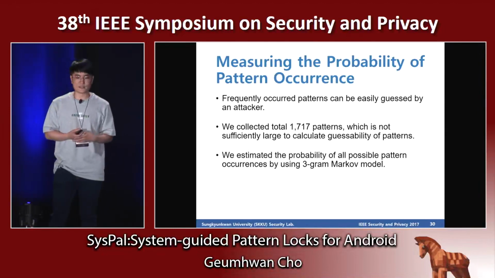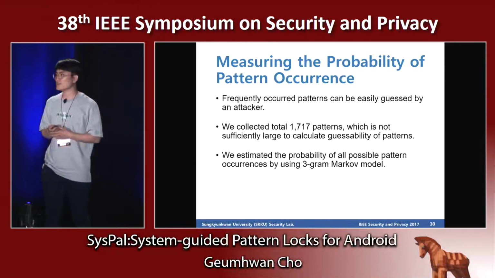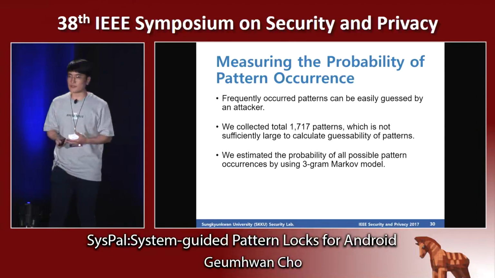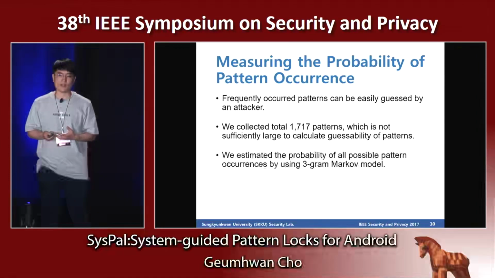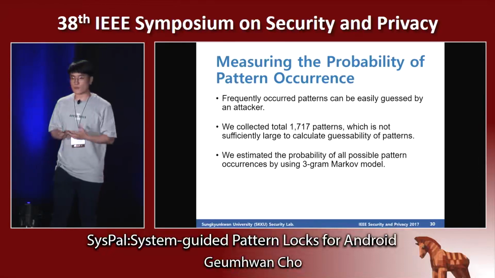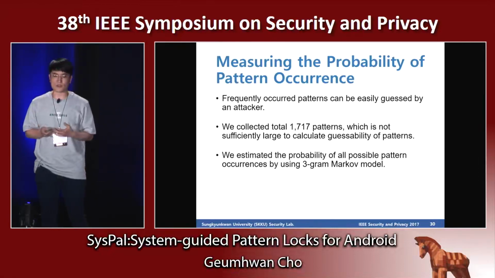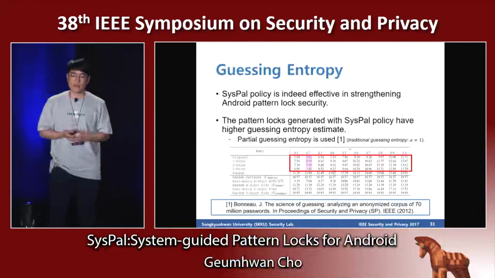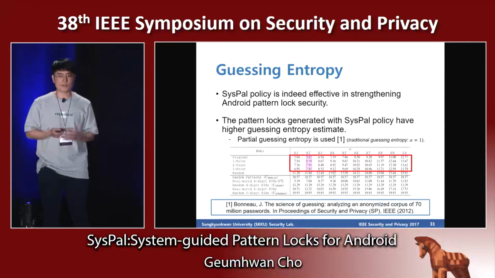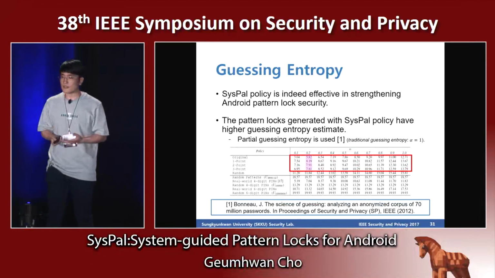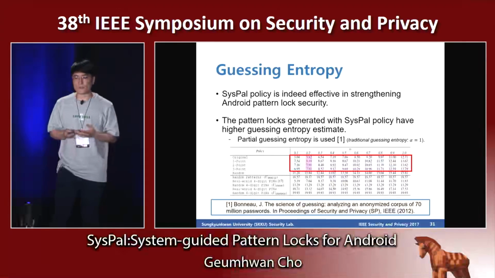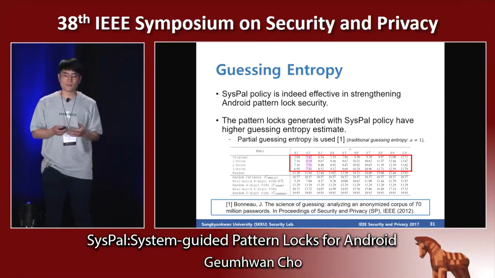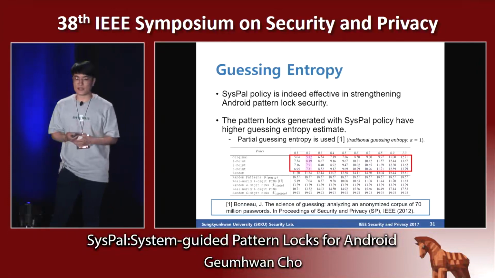We collected a total of 1,717 patterns, which is not sufficiently large to calculate the guessability of patterns. Therefore, we estimated the probability of all possible pattern occurrences by using a 3-gram Markov model. Our study results showed that SysPal is indeed effective in strengthening Android pattern lock security, and the pattern locks generated with SysPal polish have higher guessing entropy.